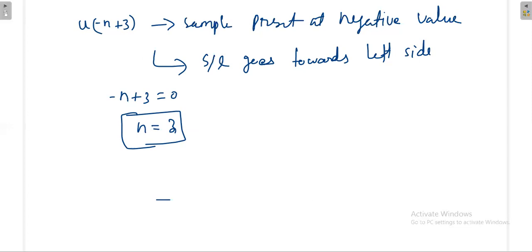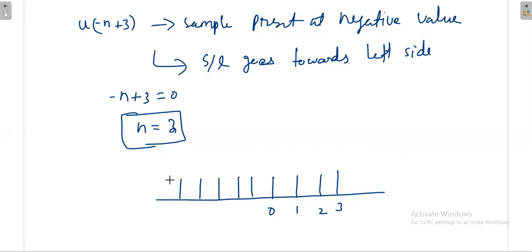So that means what? Once they give u of minus n plus 3, then directly you can identify the signal is starting at time index 3, but it is going towards left. Then you can easily put the rest of the values up to minus infinity. You can put all the samples. This is minus 1, minus 2, again this is n. So the moment they give this u of minus n plus 3, very easily you can put this function. The signal is going towards left, and it is starting at n equal to 3. This is the nature of u of minus n plus 3.